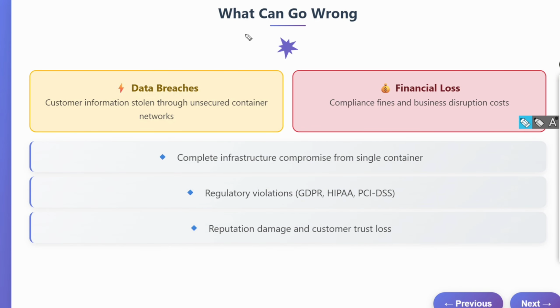Now let us see what can go wrong if we neglect this particular D03, which is OWASP Docker Top 10 number 3. Data breaches can happen if container networks aren't secured properly. Attackers can steal the customer's data, including personal information, credentials, or financial records, whatever it might be.